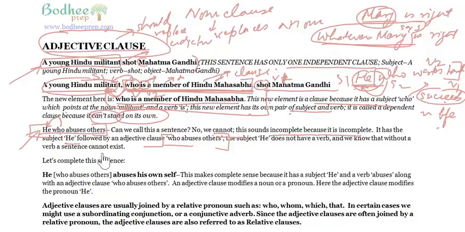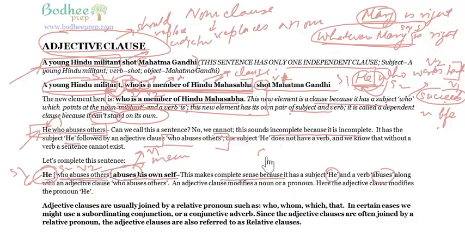So let's complete this now. He who abuses others abuses his own self. Now it becomes a meaningful idea. He abuses his own self. And who is he? The one who abuses others. This makes complete sense because it has a subject he and a verb abuses. So this is S1 and this is V1, right? Similarly, this is V2 and this is S2, but this is a dependent idea.